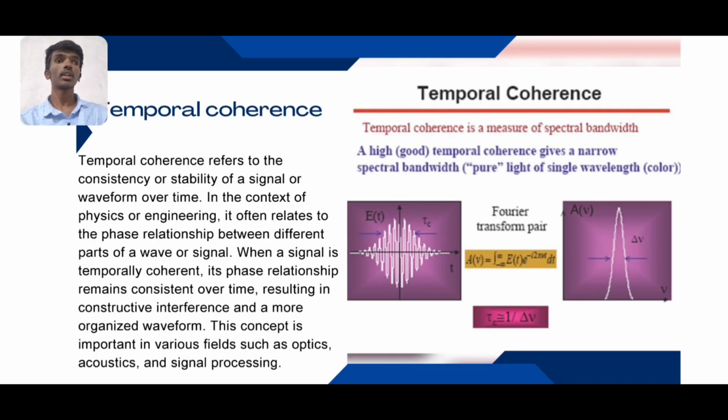Let's see the fifth one, temporal coherence. Temporal coherence refers to the consistency and stability of a signal or waveform over time. In the context of physics or engineering, it often relates to the phase relationship between different parts of a wave or signal. When a signal is temporally coherent, its phase relationship remains consistent over time, resulting in constructive interference and a more organized waveform. This concept is important in various fields such as optics, acoustics, and signal processing.